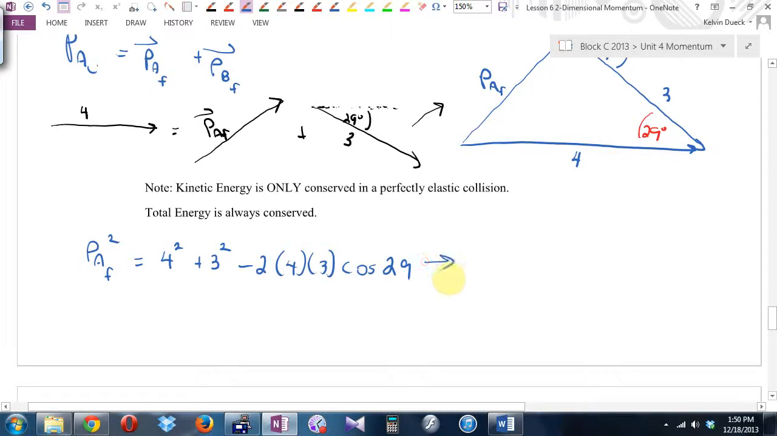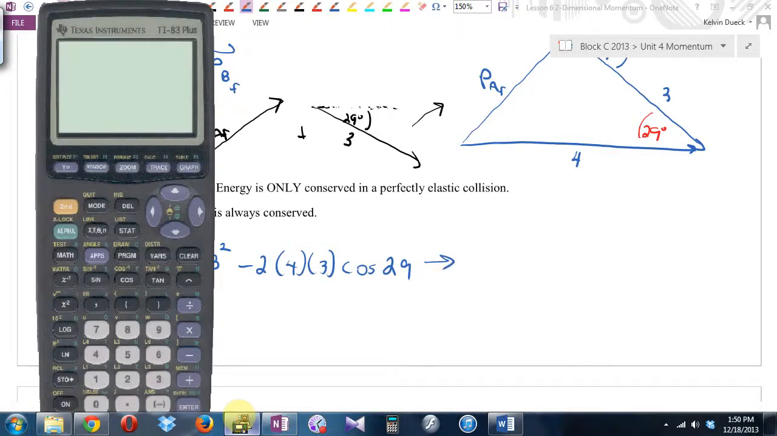Running out of room here. Four squared plus 3 squared minus 2 times 4 times 3 cos 29. What? Oh, I thought somebody had said don't forget something. Is momentum 4.009? What do I have to remember to do? Square root. Square root of 4 is 2, so the square root of really close to 4 should be really close to 2. I'll go 2.0023.